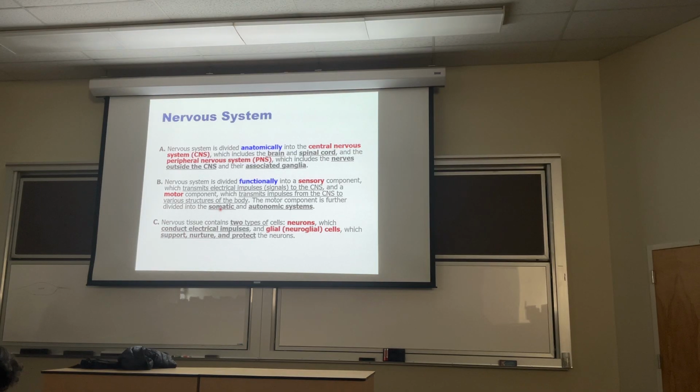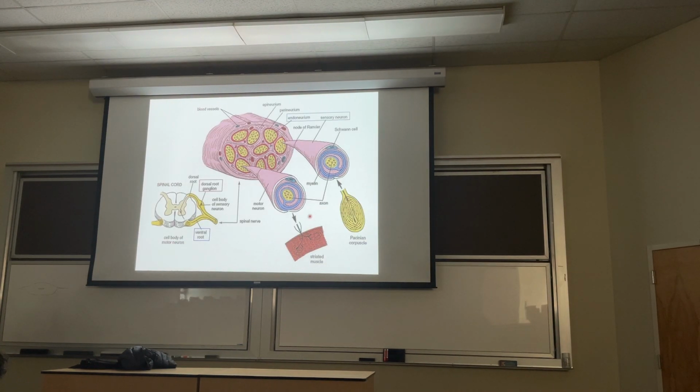Again, the neurons conduct the impulses, electrical activity. The glial cells support, nurture, and protect the neurons. We have probably 5 to 10 times more glial cells than neurons. There's more support cells.